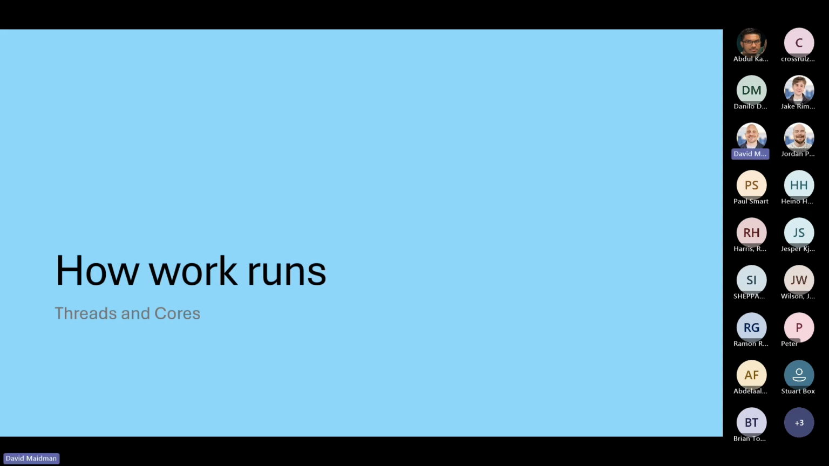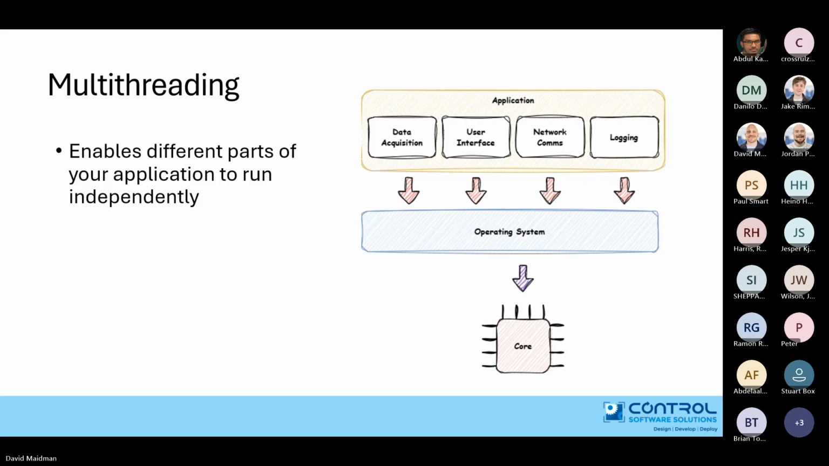So let's think about how things actually run. Here I've shown a system with an application that has different parts that want to run independently. Multi-threading enables different parts to run independently, whether that's concurrently or in parallel is not important at this stage. Our application is structured to try and give the illusion of things running in parallel, whether it's true parallelism or not.